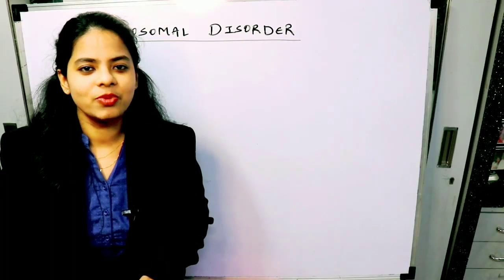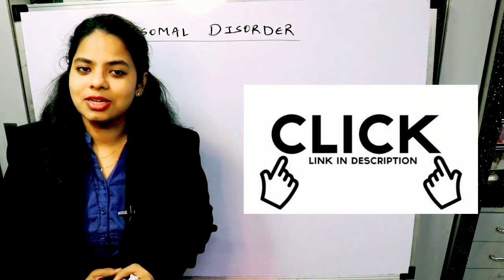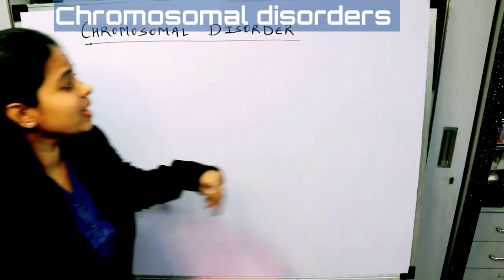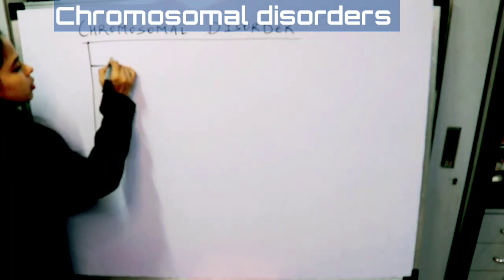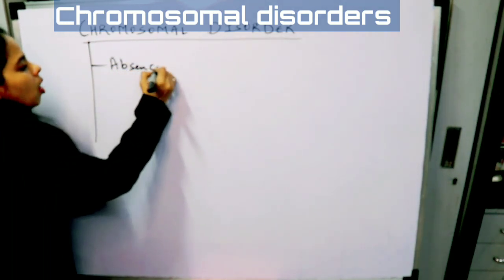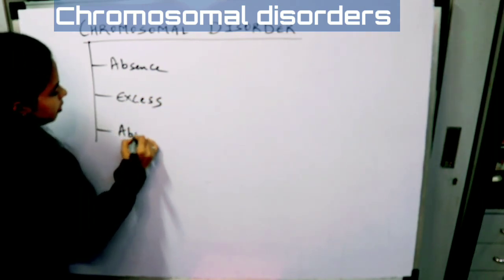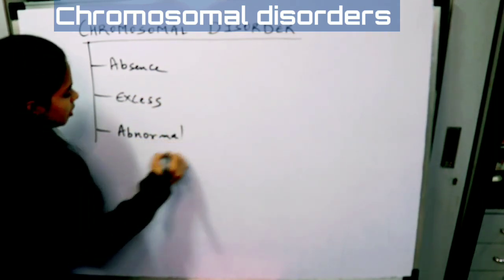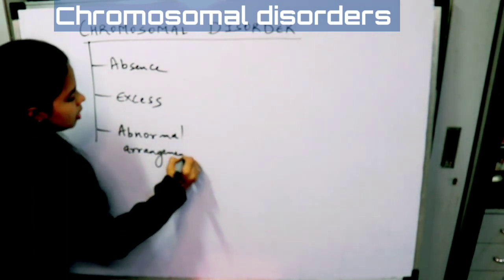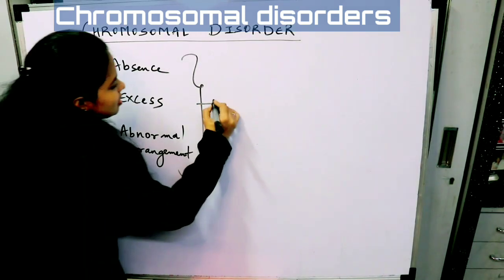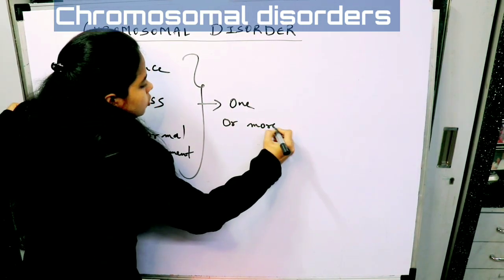Hi guys, in my previous videos I had discussed Mendelian disorders. Today we are going to start with chromosomal disorders. Now what exactly is a chromosomal disorder? Any disorder that is caused due to absence or excess or abnormal arrangement of one or more chromosomes. So here there is absence, excess or abnormal arrangement of one or more chromosomes.